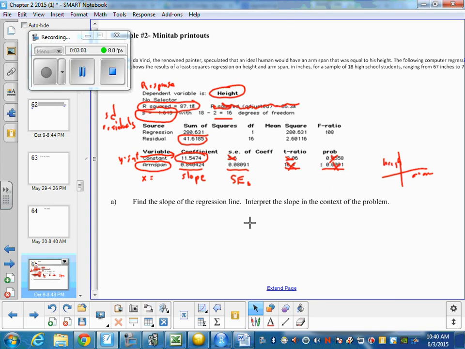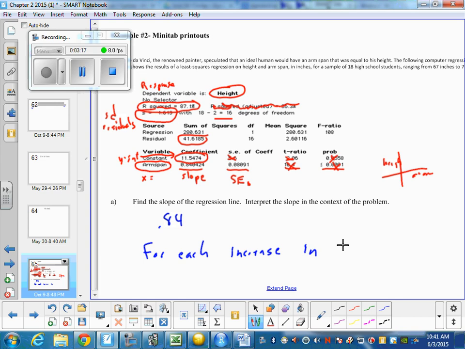So if it says find the slope of the linear regression, our slope is 0.84, and interpreting it: for each increase in 1 unit of arm span, the height increases 0.84 units.